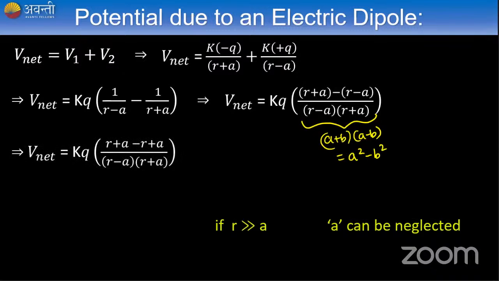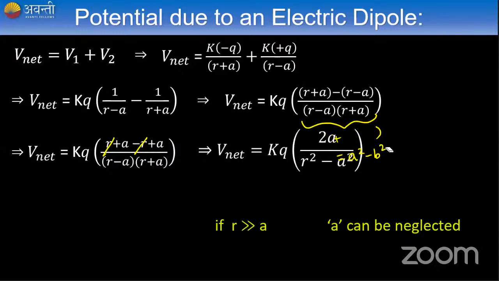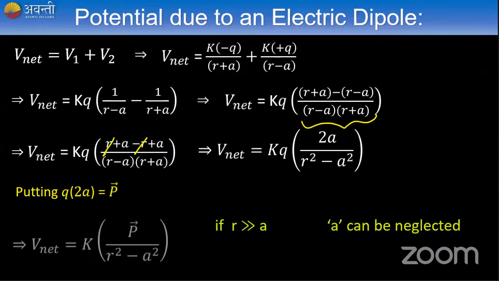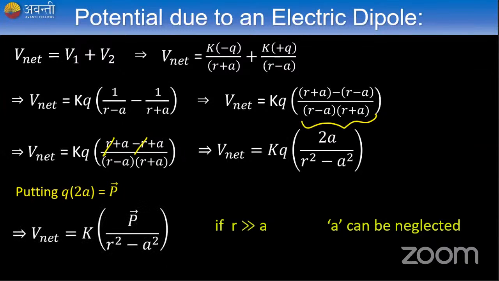So in KQ into R plus A minus R minus A, what happened here, guys? I have a plus R and a minus R, and these two cancel. In the next step, I'll get V net is equal to K into Q into 2A by R square minus A square. Putting Q into 2A as P, I get my V net as K times P by R square minus A square. This is the general expression, guys. Please make a note of this. This is very important.